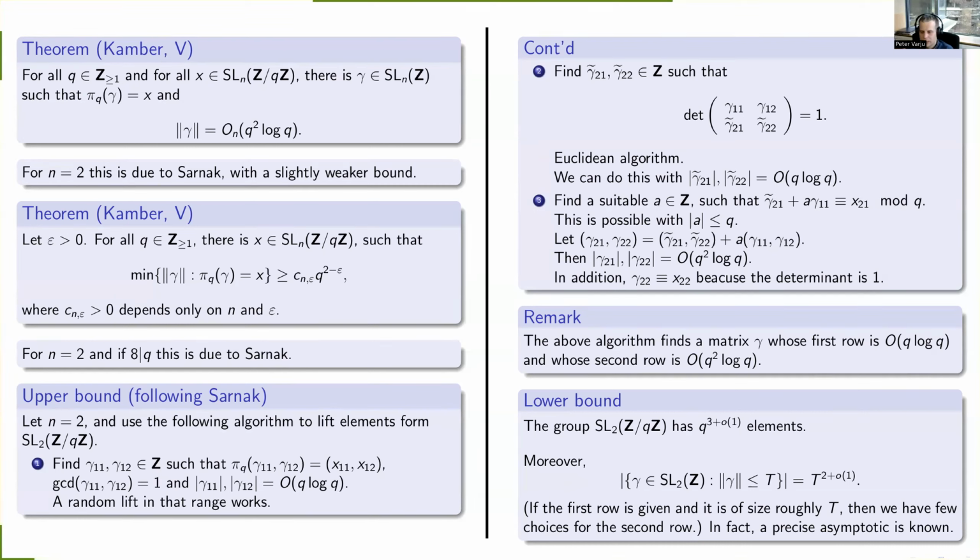And the reason for that is that any two choices for the second row differ from each other by an integer multiple of the first row. And it means that if you take a large integer multiple of the first row, then the second row will become much bigger. So the reason why this t squared is coming is that this is how many choices you have for the first row, and then you don't have too many choices for the second one.